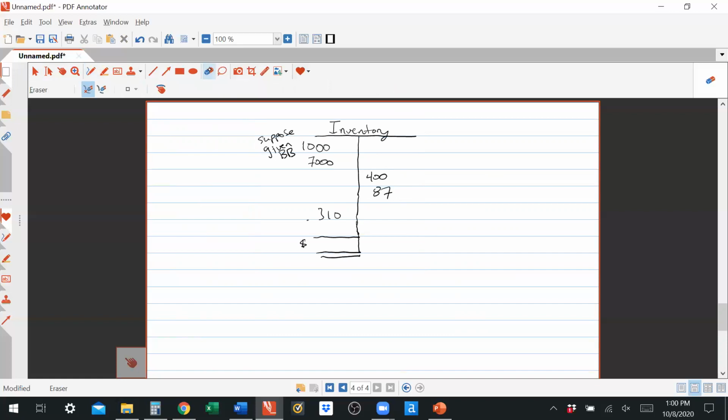All right, so suppose you were given the beginning balance was 1,000. Then you were given all these transactions, and those transactions led us to make these four adjusting entries to inventory at the end of the period. One to close out purchases, one to close out purchase returns and allowances, one to close out purchase discounts, and one to close out freight in.